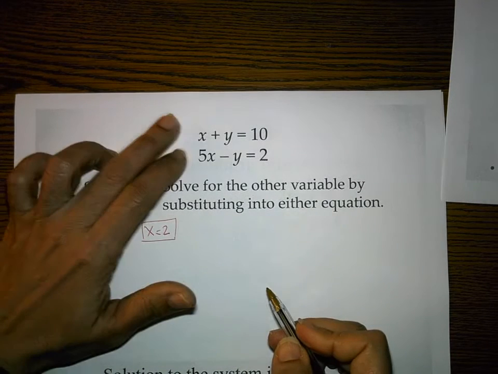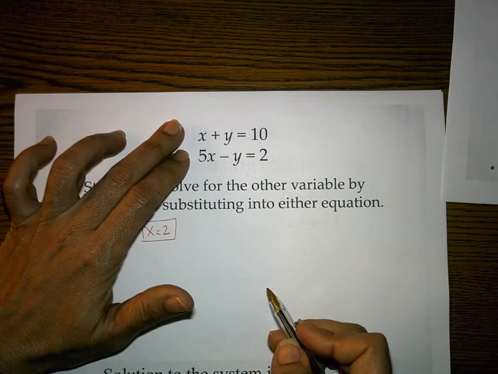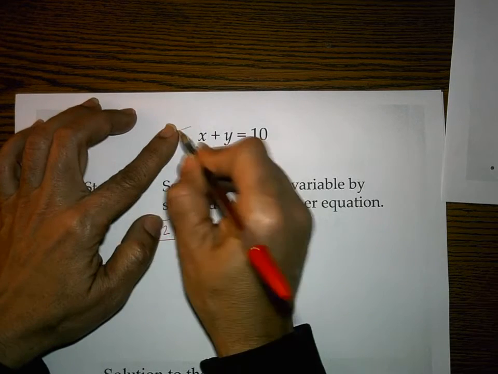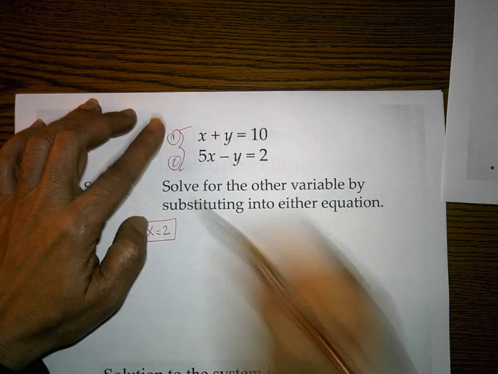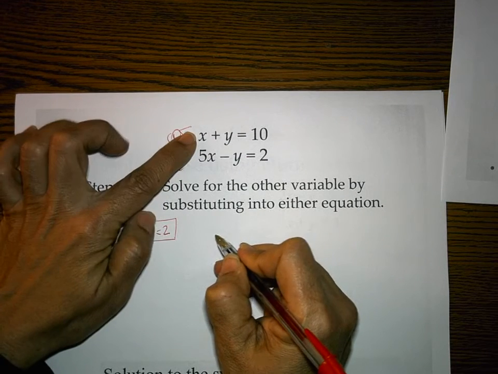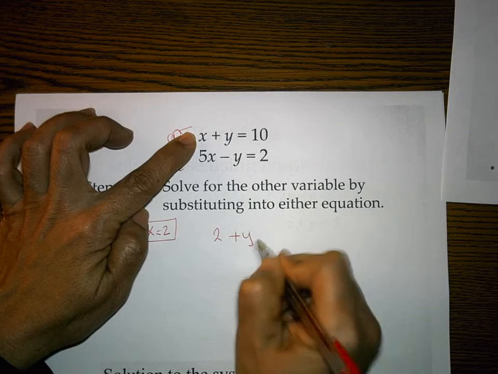To me, it doesn't matter. Pick whatever is easier for you. You can plug it in here on the second one or the first one. It is up to you. In my opinion, number 1 is easier. Okay? Instead of an x, I'm going to write a 2. 2 plus y equals 10.